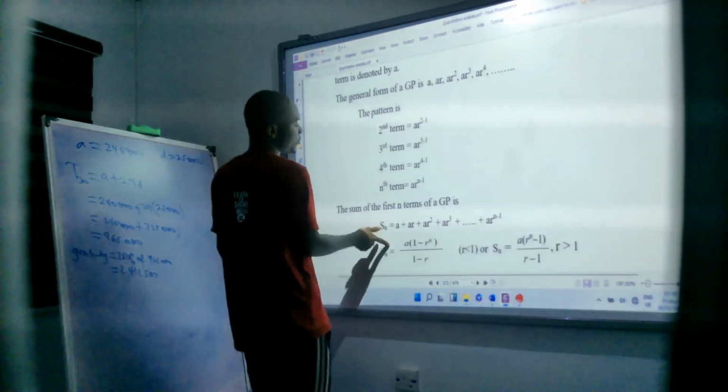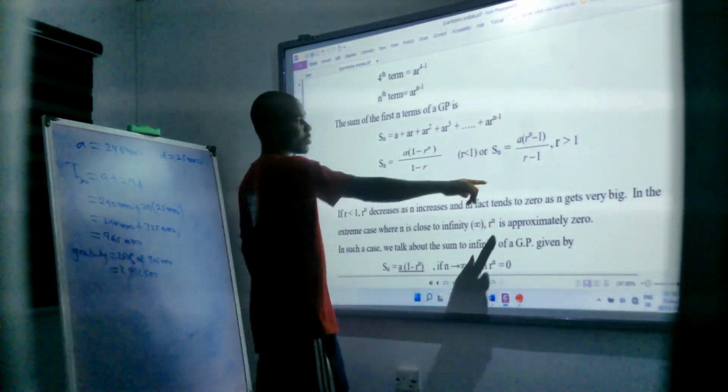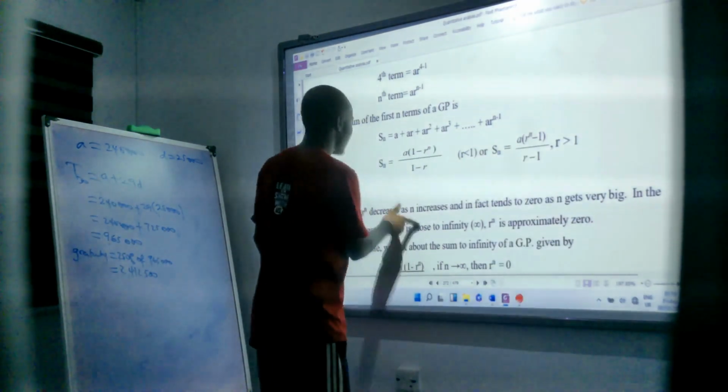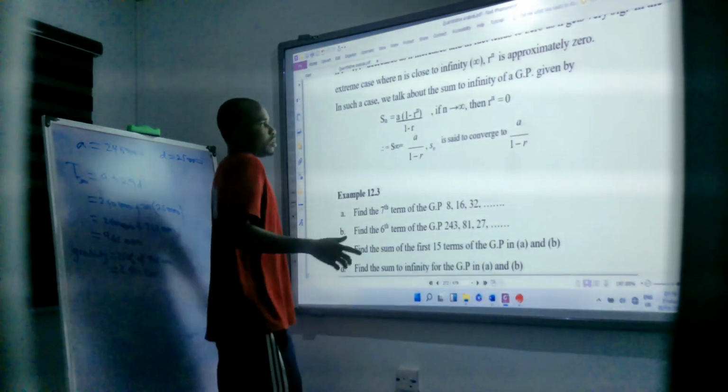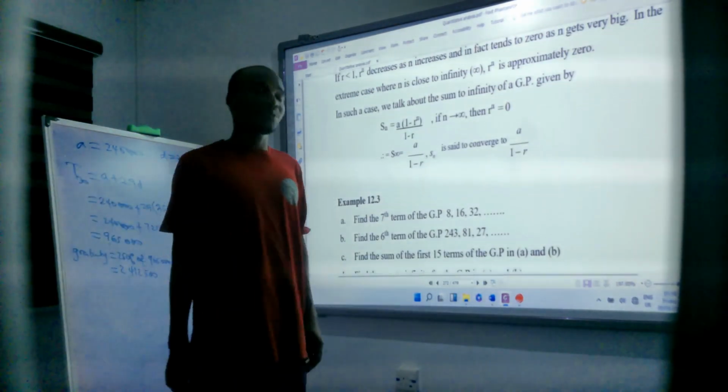GP has been explained. Geometric progression is how we are multiplying to get from one term to the next. So let's see, for example, on GP. This is the sum of GP. When R is less than 1, we use this. Remember, I corrected myself. Greater than 1, we use that.